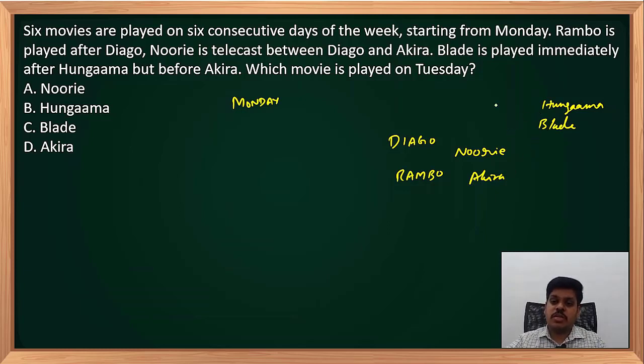So the possibility is only that Hangama must be on Monday, and if Hangama is on Monday, the Blade must be on the next day. So Blade must be on Tuesday. Other arrangements will not satisfy these given conditions. So the question, which movie is played on Tuesday, the answer is clear. Option C is the answer, Blade.